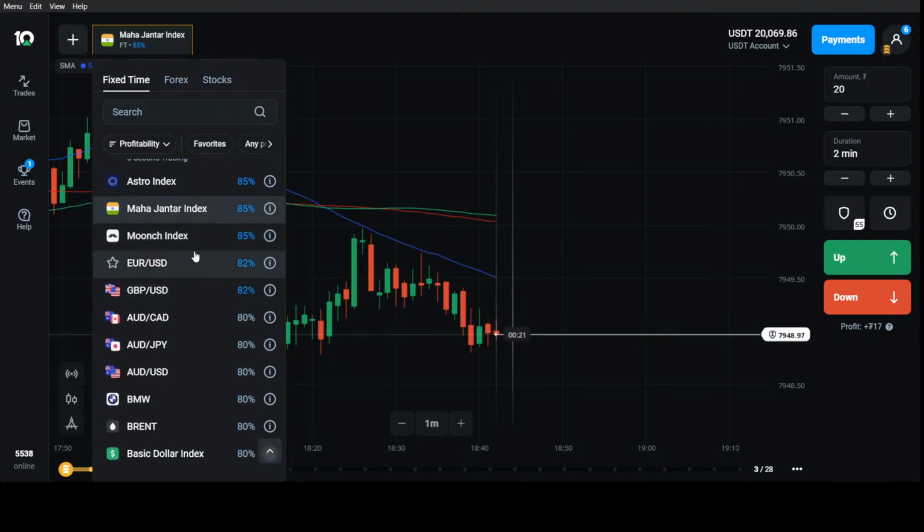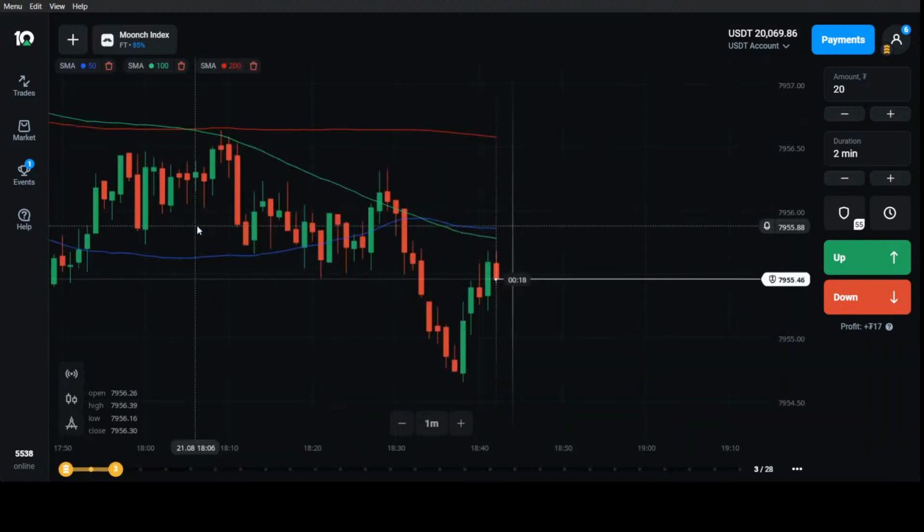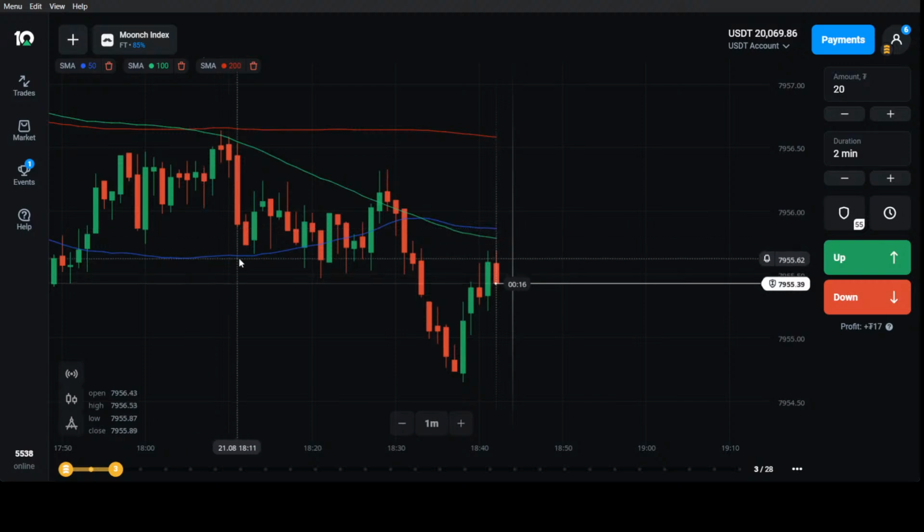Let's wait. We might have very few signals at this time because this is a very fluctuating time. So we might have very few signals.